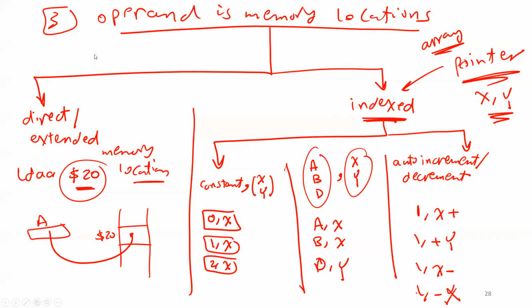Anyway, the other approach is I can do something like that: A, comma, X. Use A, B, or D, comma, and use X or Y, okay? So for example, you can say A, comma, X, B, comma, X, D, comma, Y. So this is one operand using a pointer. Don't worry, I want to give you the big picture. Now I'm going to give you the details, but you should understand all of these are pointers, okay?